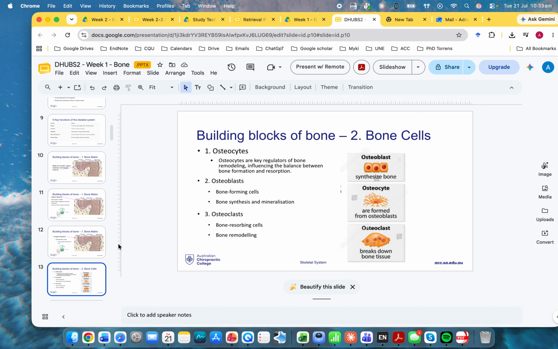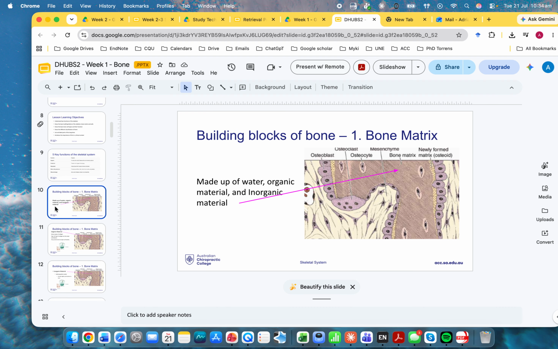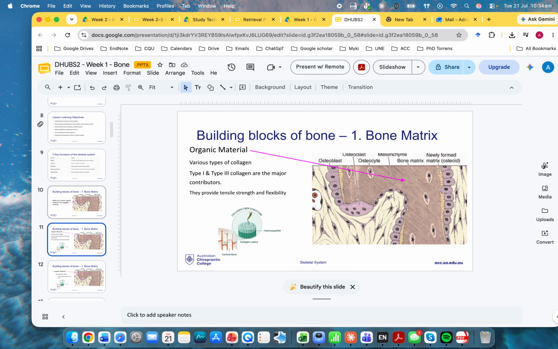And then the next question, and getting back to our learning objectives here, is the bone matrix. So we've been through that. We've looked at water, organic, and inorganic material. I apologise, I didn't look at the organic material, so that could be your next question. What is the organic material made up of? Various types of collagen, type 1 and type 3, and they provide tensile strength and flexibility.